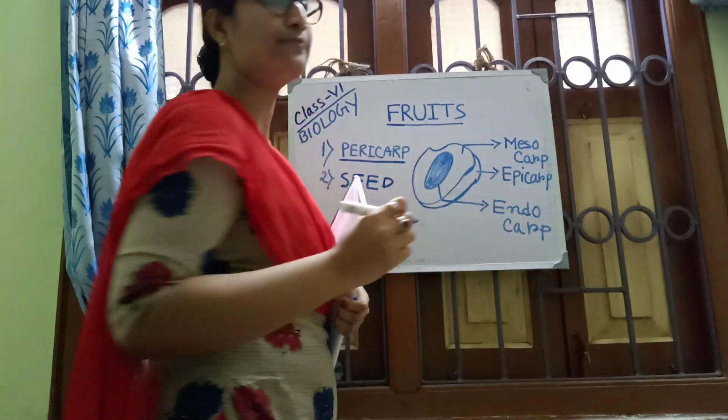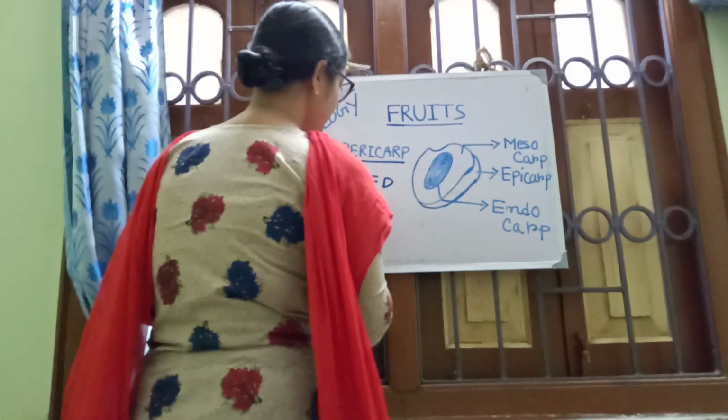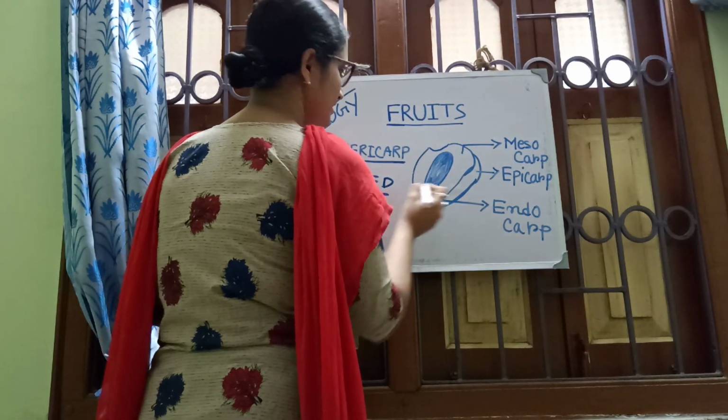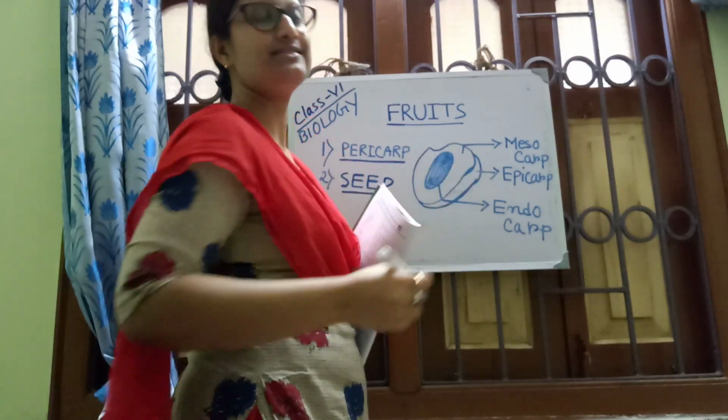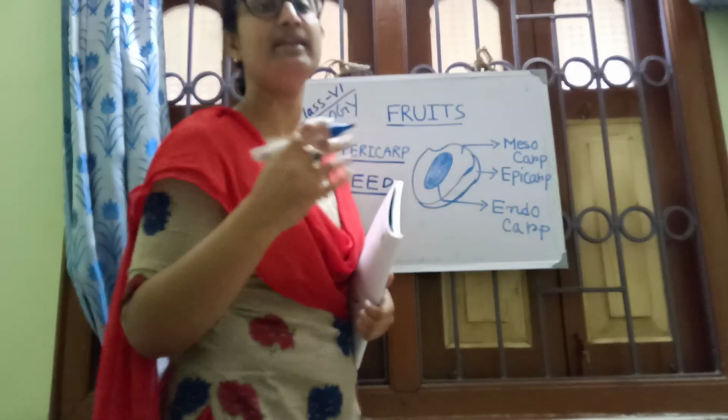Now, the parts of fruits. Fruits have two parts: first, the pericarp, and second, the seed. In between the fruit, the seed is present, and the pericarp is this layer. This is called the pericarp.